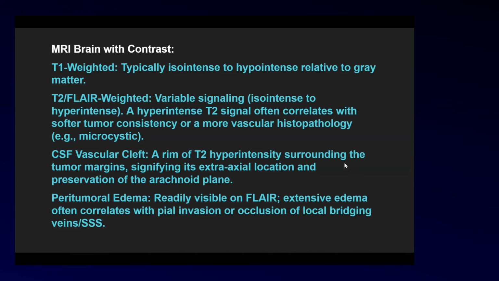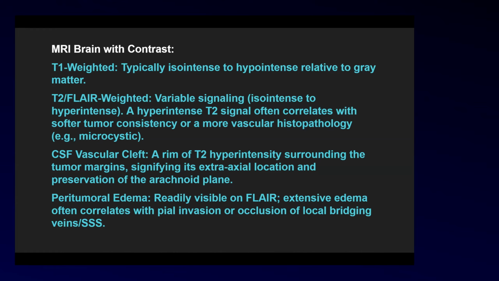For MRI brain with contrast, T1, they are typically iso to hypo, and for T2, they have variable signal. If a meningioma is looking hyperintense on T2, this means it's going to be softer, and we would have an easier time in taking it out unless you see a lot of flow voids. If you see a lot of flow voids, then this means it's going to bleed more.